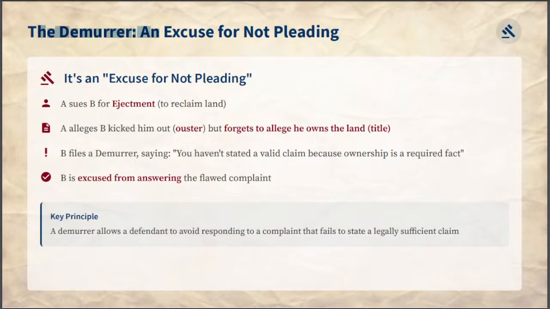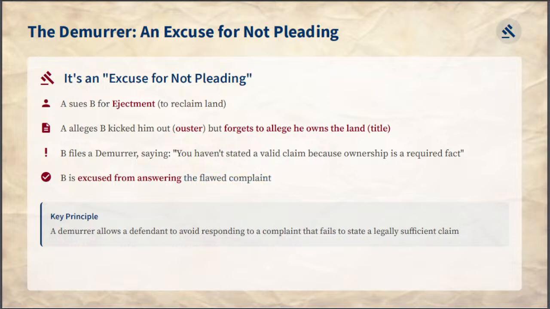So the demurrer is literally an excuse for not pleading. A sues B for ejectment to reclaim land. A alleges B kicked him out, ouster, but forgets to allege that he owns the land, the title. So B files a demurrer saying, you haven't stated a valid claim because ownership is a required fact. So B is excused from answering the flawed complaint.